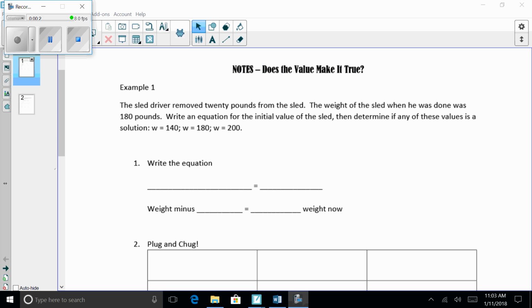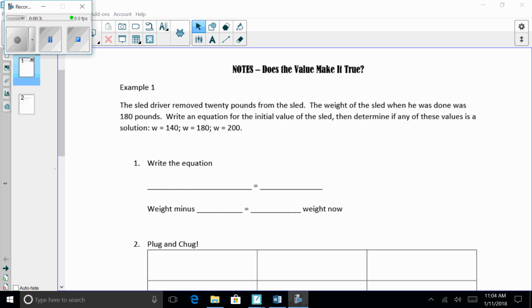It says the sled driver removed 20 pounds from the sled. The weight of the sled when he was done was 180 pounds. Write an equation for the initial value of the sled and then determine if any of these values are a solution, if W equals 140, 180, or 200.